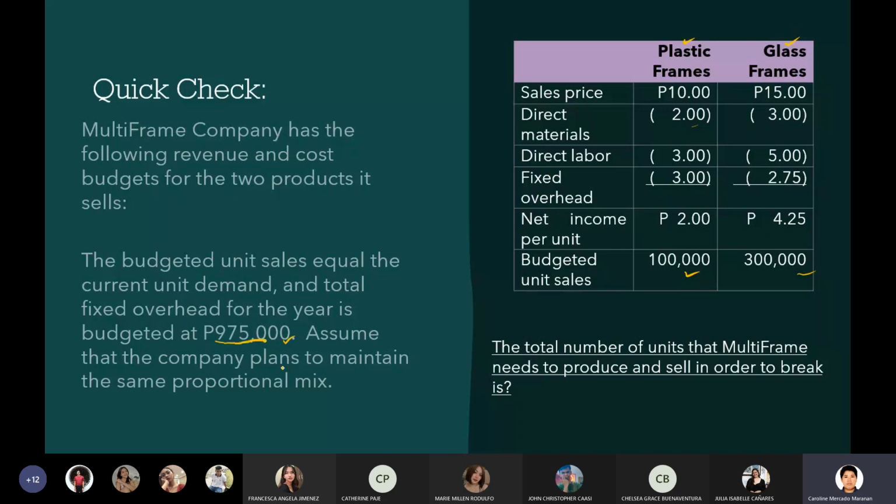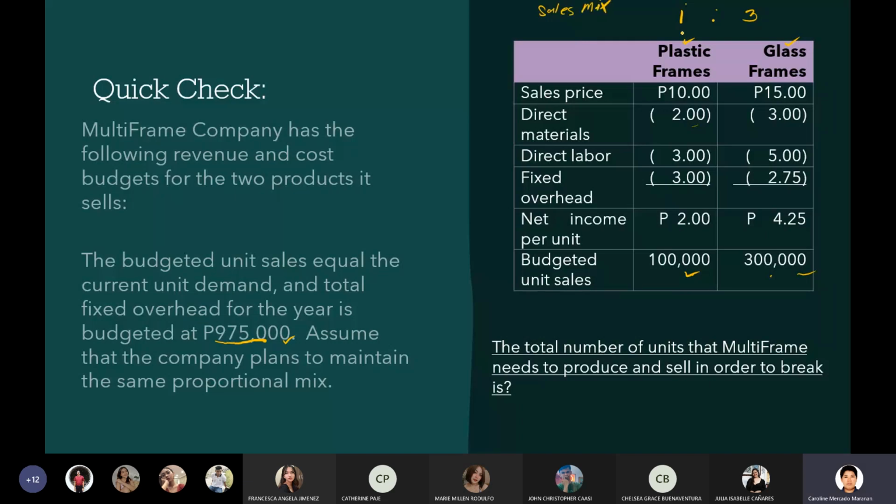Assume the company plans to maintain the same proportional mix. So, same sales mix. So, ano ang sales mix natin? 1:3. Ma'am, paano natin nakuha? 100,000 is to 300,000 ang sales mix natin. So, basically, that is, ano yun? 1:3 ang ating sales mix. Ilagay natin sa percentage.